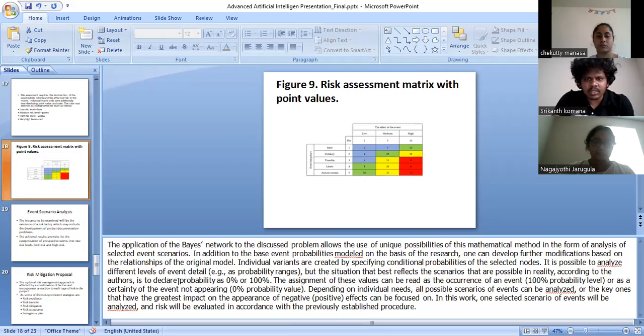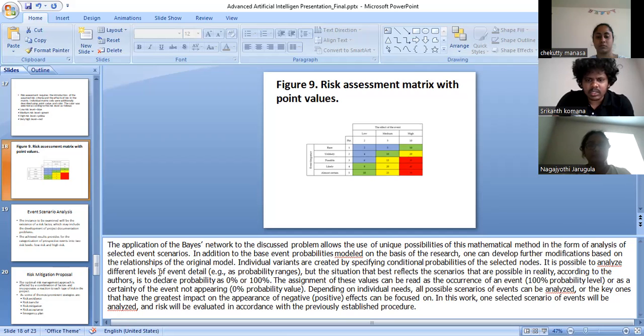Yeah. Risk assessment matrix, like point values. The application of a Bayes network to the discussed problems allows the use of the unique possibilities of this mathematical method in the form of selected event scenarios. In addition to the base of event probabilities model on the basis of research, one can develop further modification on different levels of event details.